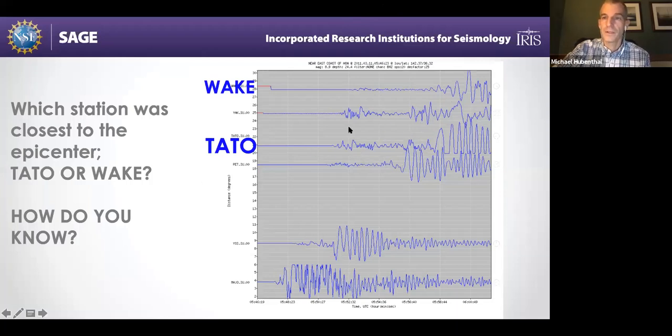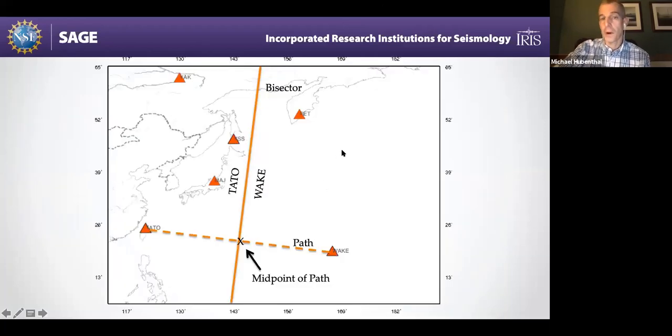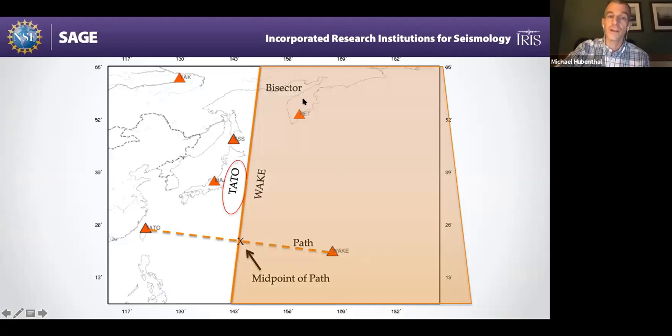Yep, I'm seeing some votes for Tato start to come in, and you're right. So Tato, the seismic energy arrived there first, and so we know that Tato has to be closer to the earthquake than Wake is. And so if we go back to our map, that means that everything on the Wake side of the line can be shaded out. And if we shade that area out, we know the earthquake can't be anywhere in that section.